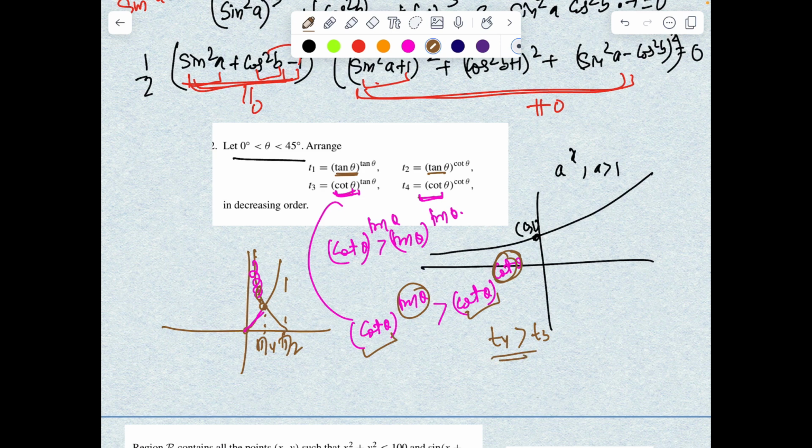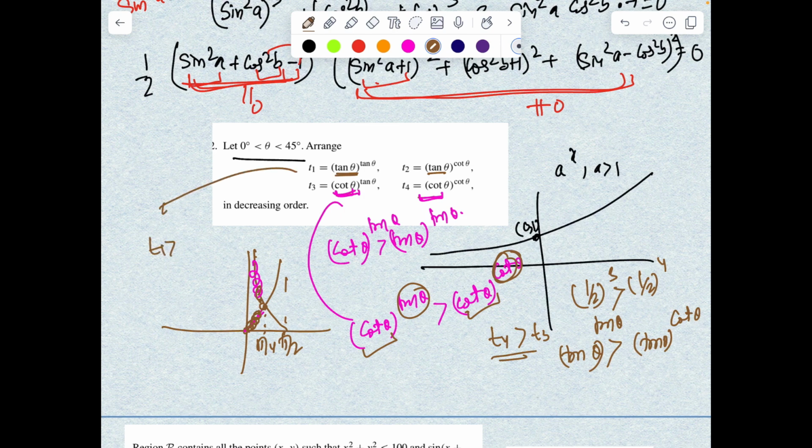So that is fine. Again with T1 and T2, now look, tan theta is less than 1, so it's a fraction. Okay, so if we have a fraction, let's say half to the power 3 and half to the power 4, which will be more? Clearly half to the power 3. So if the base is tan theta in both, and the power is larger, it will be less. So tan theta to the power cot theta will be lesser than tan theta to the power tan theta. So we have a tug of war between T1 and T2, and we know T1 wins over T2. Similarly we know T4 will win over T3.